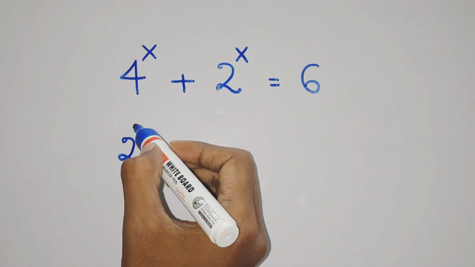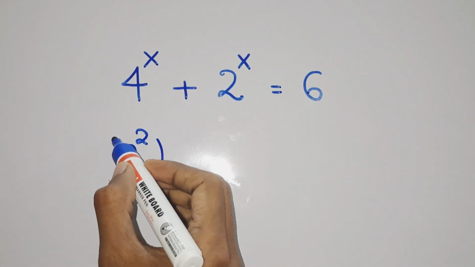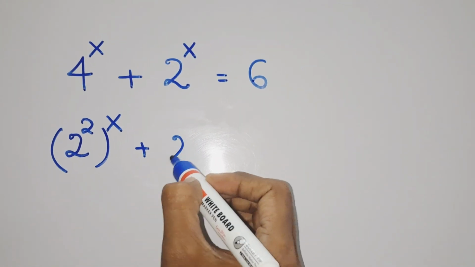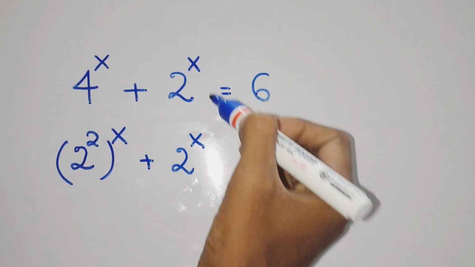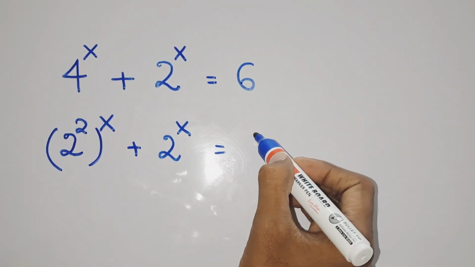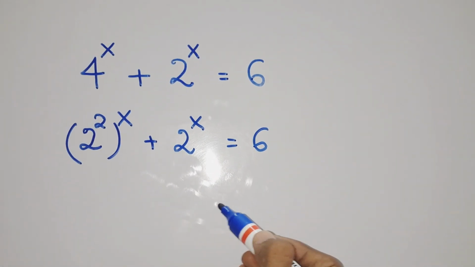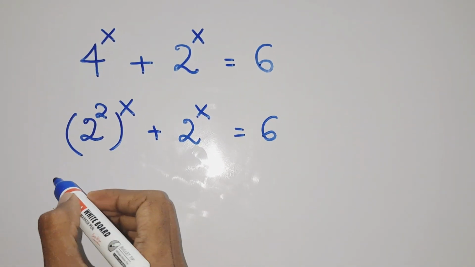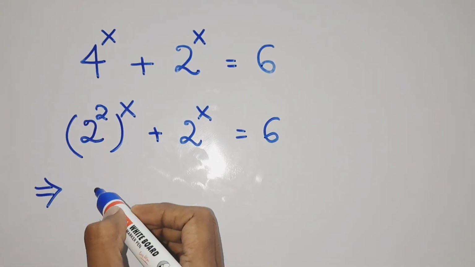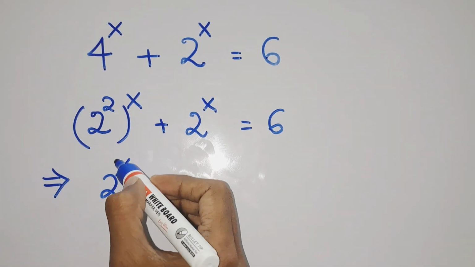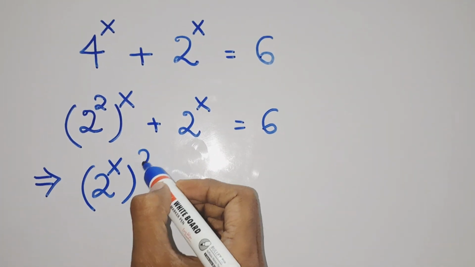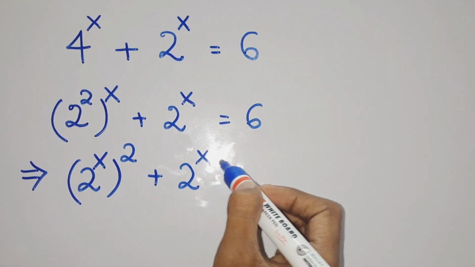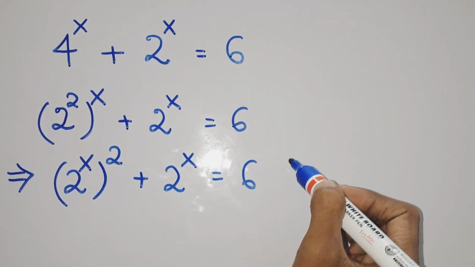First of all, we can write 4 to the power x as 2 raised to power 2 to the power x plus 2 raised to power x equals to 6. Now again, this can be also written as 2 raised to power x whole raised to power 2 plus 2 raised to power x as it is equals to 6.